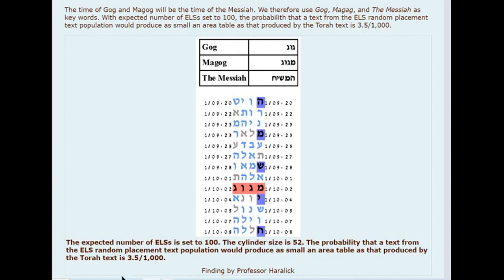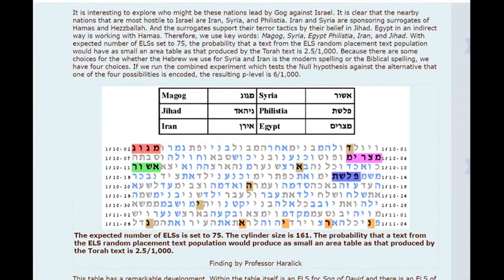So now this is the explanation, telling you exactly. This is also a table which was found by Professor Haralick. A step further, this is a table also found by Professor Haralick.